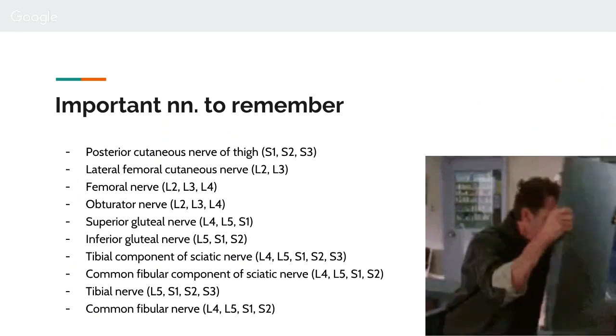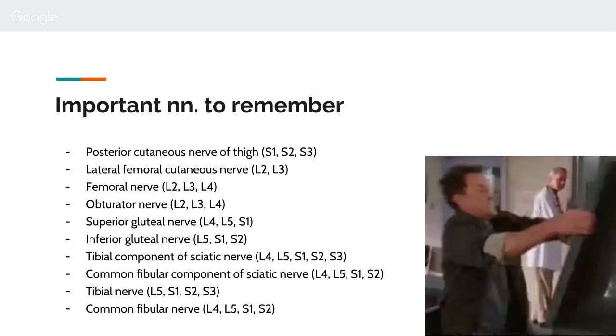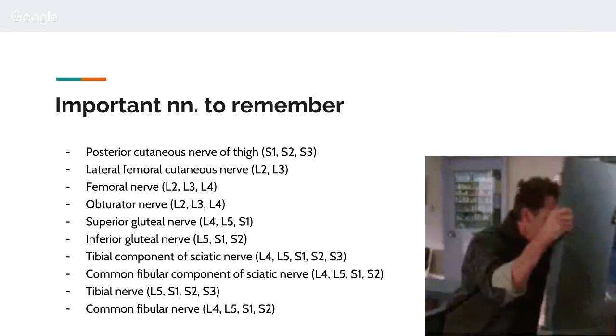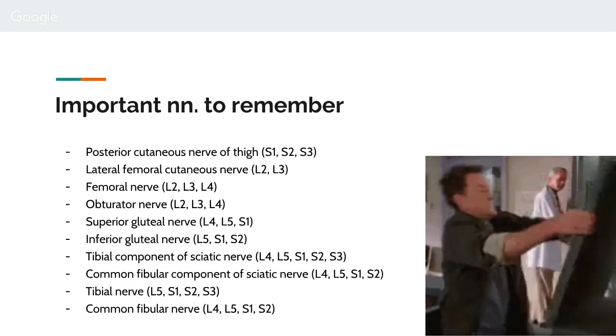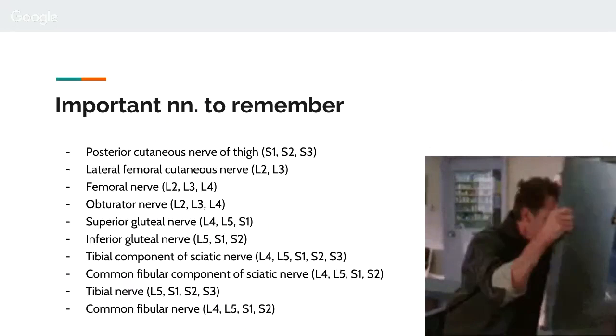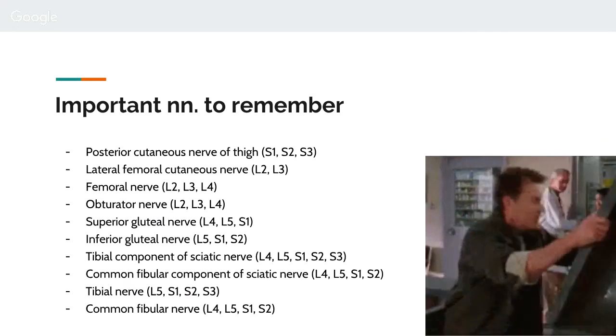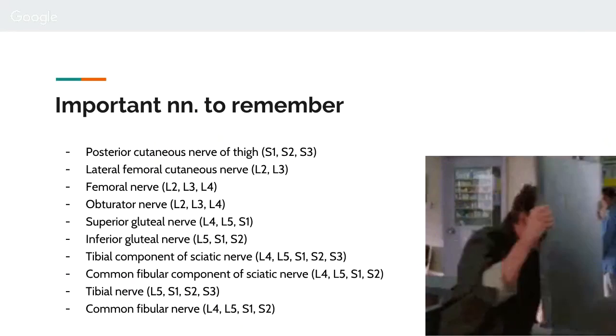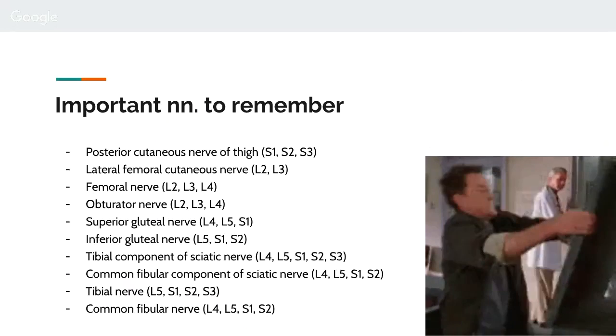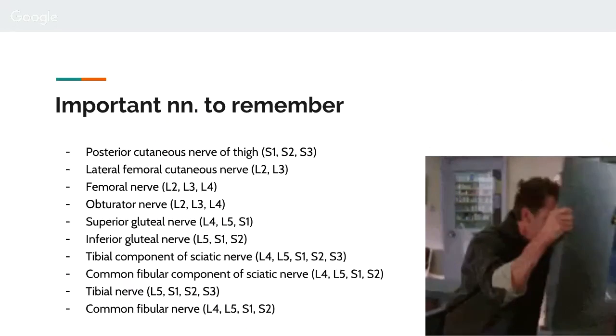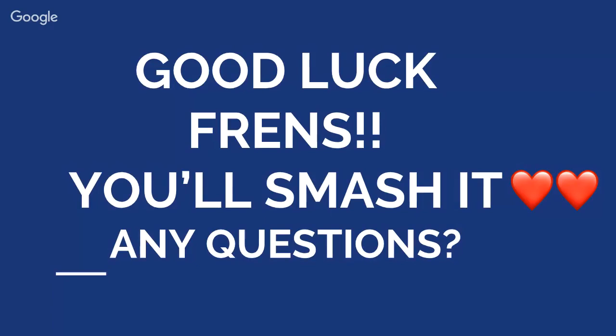And finally, here are some important nerves that you need to remember. Back in my day, my Zen score was 9. You guys don't need to remember this, so chill out. Good luck. You'll smash it. Any questions? None? Cool. Enjoy.